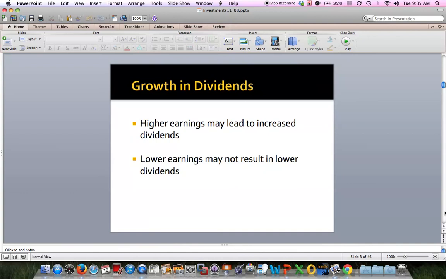Of course, higher earnings typically lead to higher dividends, which hopefully will increase share price. And lower earnings may not result in lower dividends. Some companies are very afraid to cut back on dividends because of the effect on stock price, investor relations, and some things like that. So usually, if a company has a bad year, they still would like to try to pay some dividends. They'll just have to take that out of an existing retained earnings balance that already exists. You can still have a net loss for the year and still pay dividends.